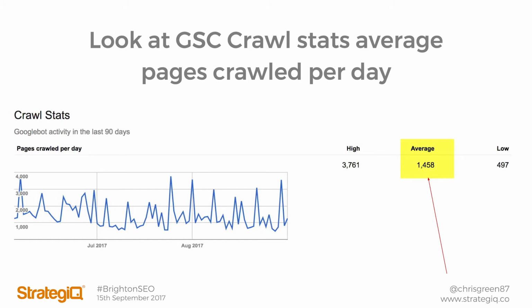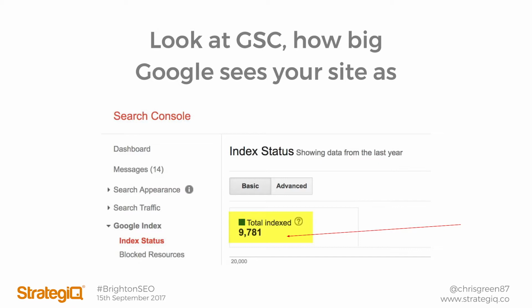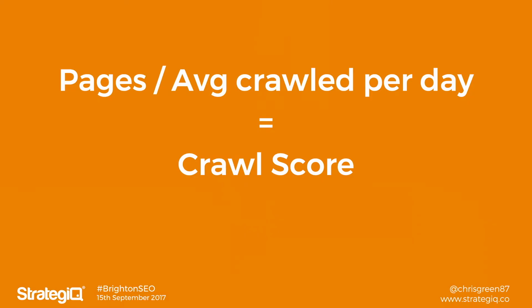So, go in Search Console. On average, how many pages are being crawled a day? So that is an average. Incidentally, if this changes dramatically, your 90-day average isn't going to be very accurate, so just use your common sense on that. Then take a look at how many pages are being indexed. I know that's not a perfect number, incidentally, but we'll run with it. Really simple sum equation. Take the number of pages, divide it by the average crawl per day, and you'll get an approximation of your crawl score.